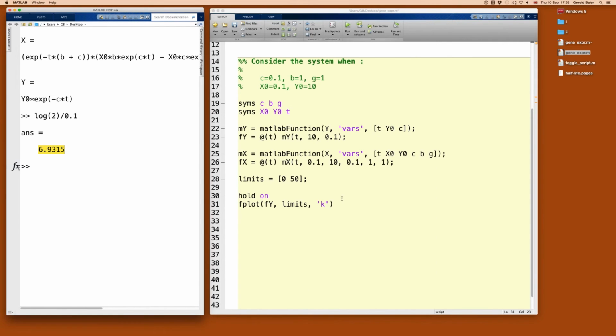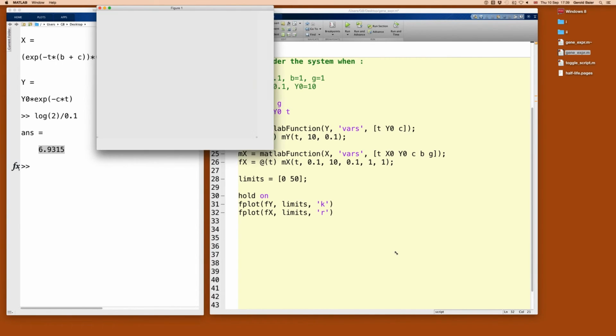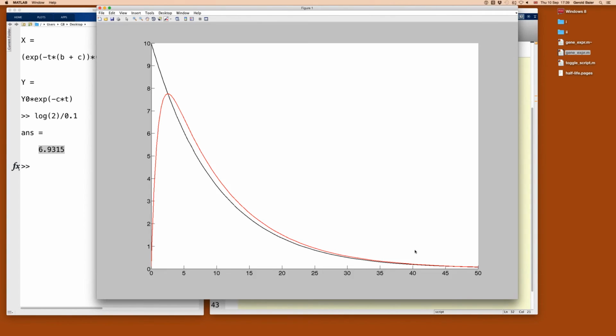Okay. Once we finish our script off by plotting x as well. Let's say red. Use another color. Now what does this show us? We can see both graphs now.